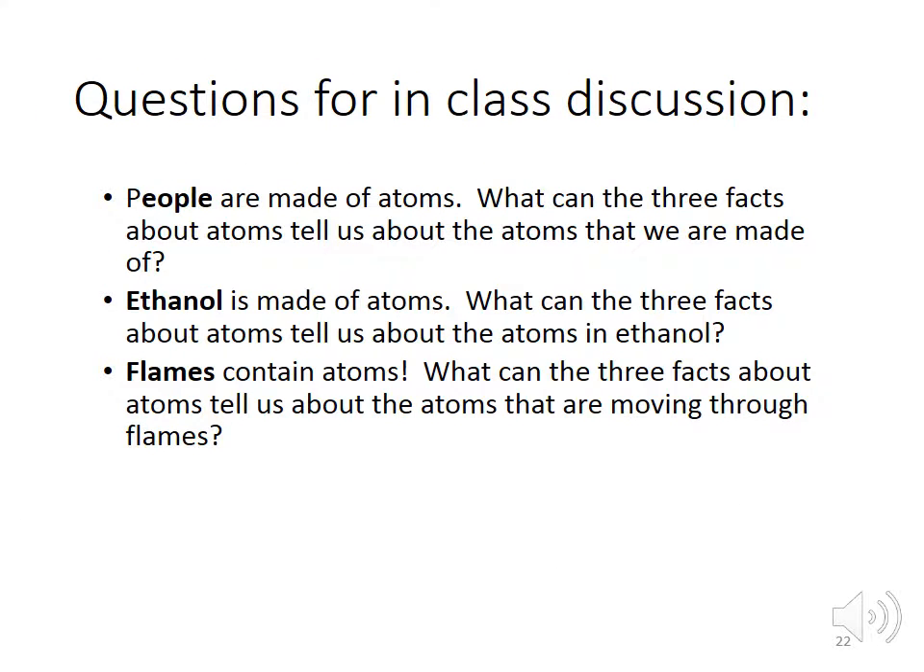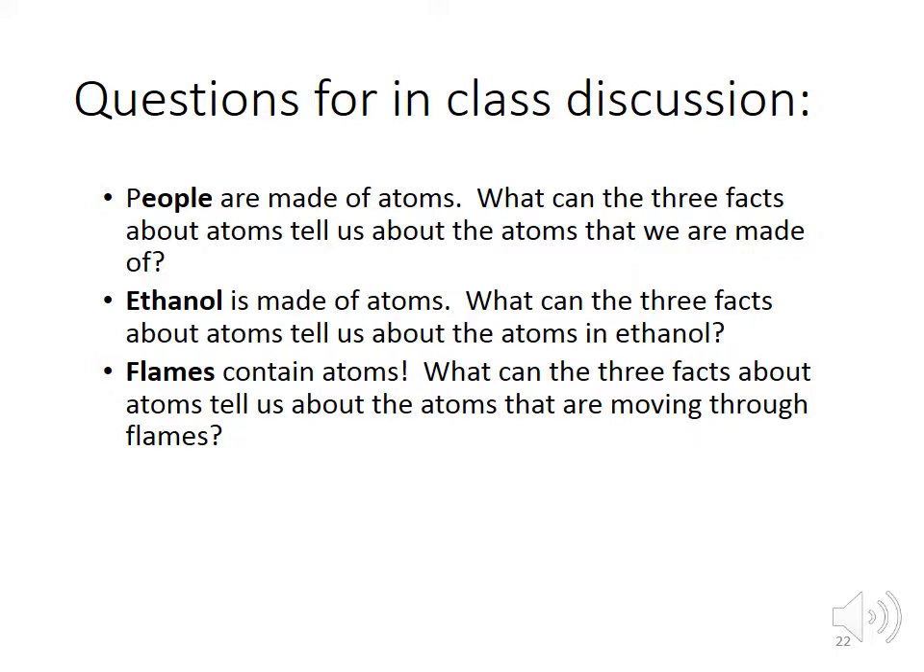Okay, so now that we've been through the entire PowerPoint, here are the questions that you want to be ready for in class discussion. So first of all, people are made of atoms. We have mass. So what can the 3 facts of atoms tell us about the atoms that we are made of? So for example, if the first fact about atoms is that atoms last forever, what on earth is going to happen to the atoms in us as we grow or as we change or after we die?